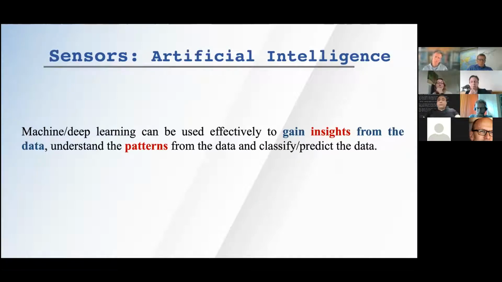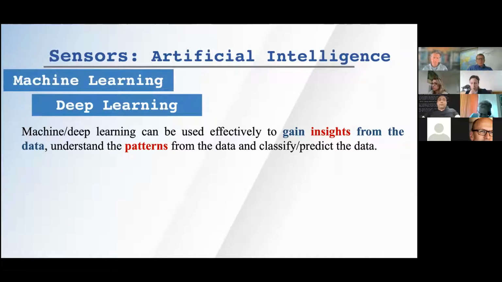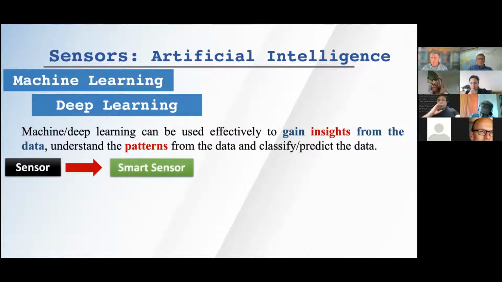So this artificial intelligence is a kind of learning algorithm that can be used effectively to gain insights from the data, understand the patterns in the data, and classify or predict the data. It plays a very important role in many disciplines, including geomatics and using sensor technology. By having this artificial intelligence integrated, we simply convert the sensors into smart sensors.